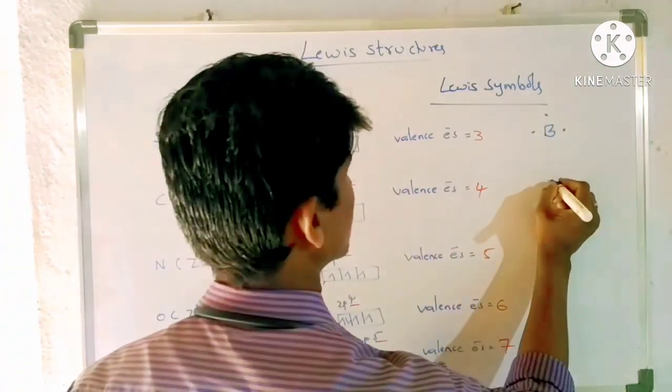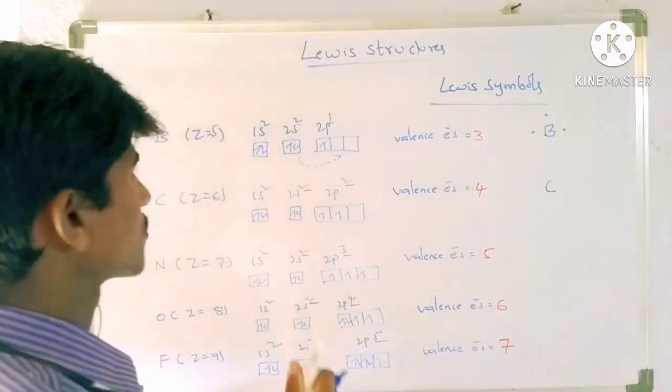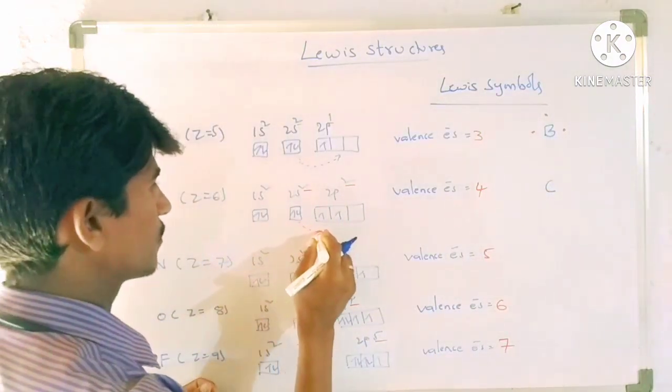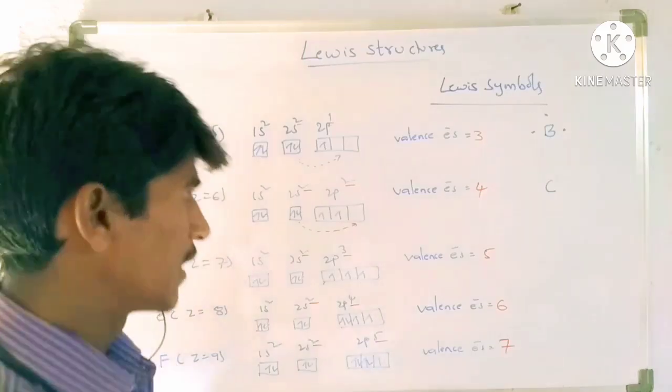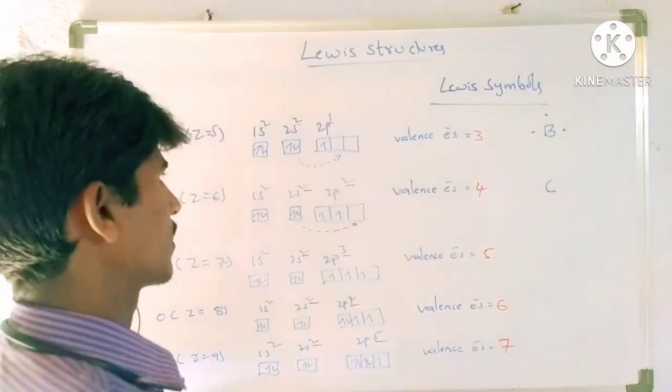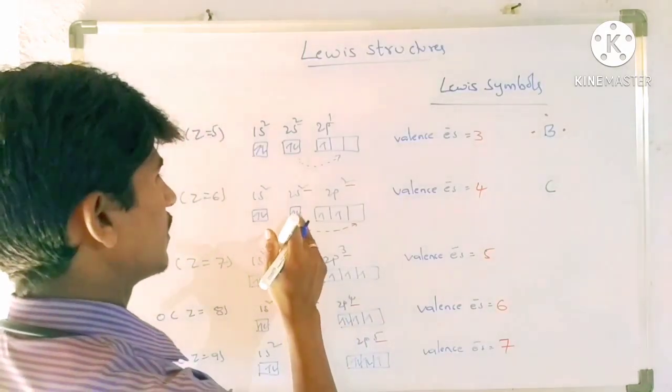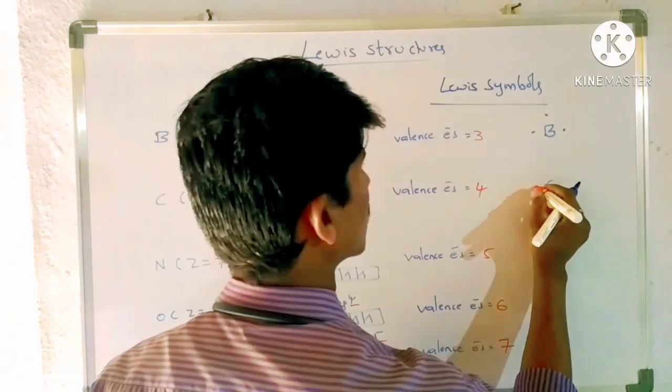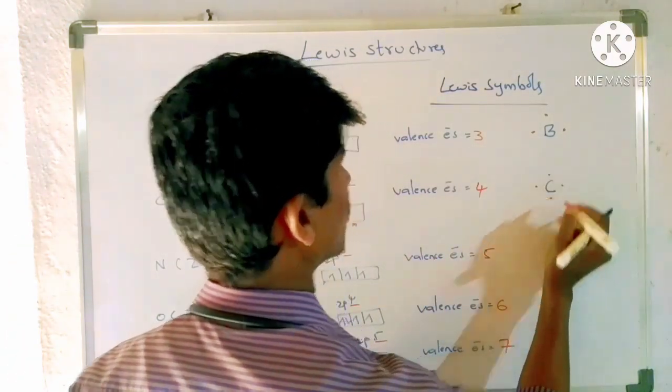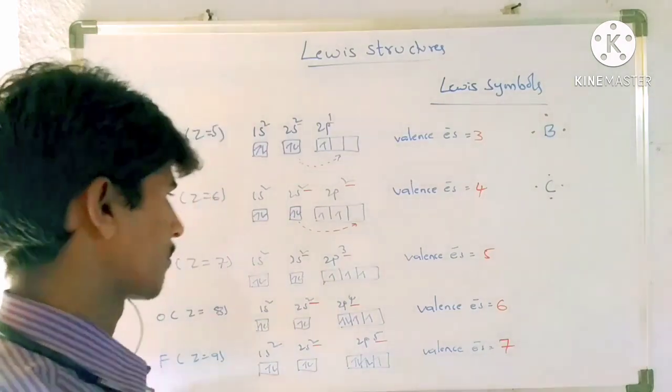Next, carbon, C. Here also an electron jumps from here to here, so paired electrons turn into unpaired. So how many unpaired electrons are there in total? 4 unpaired electrons are there: 1, 2, 3, 4. This is the Lewis symbol for carbon.